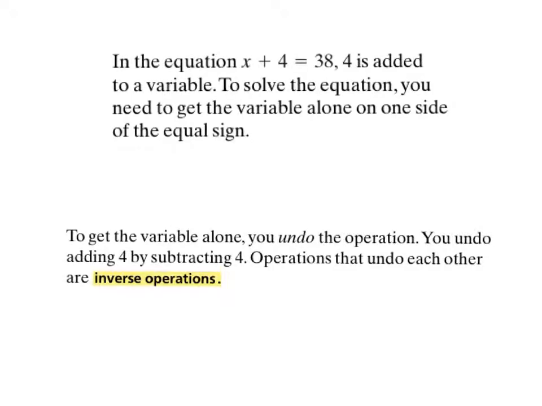In the equation, x plus 4 equals 38, 4 is added to the variable. To solve the equation, you need to get the variable alone on one side of the equal sign. To get the variable alone, you have to undo the operation that's already happening in the equation. You undo adding 4 by subtracting 4. Operations that undo each other are inverse operations. So basically, an inverse operation is just doing the opposite of whatever's already happening. So if it's adding 4, to do the opposite, you subtract 4.